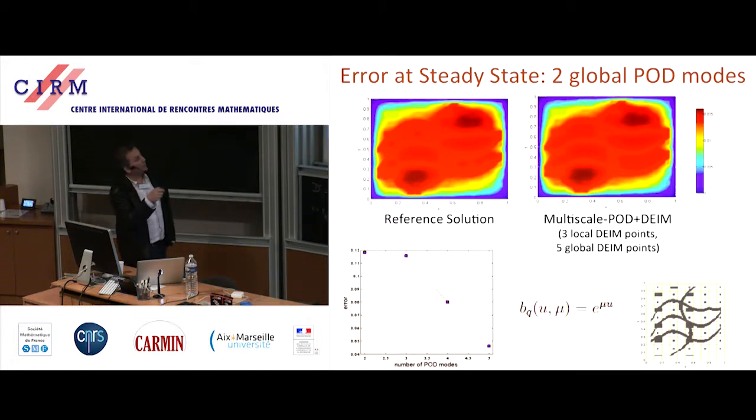So this is basically, once we have the difference between the reference solution, that is the full-scale multiscale finite element discretization, against this multiscale with few evaluations and a global representation with only POD modes, with 2 POD global modes, basically we get fairly accurate representations.